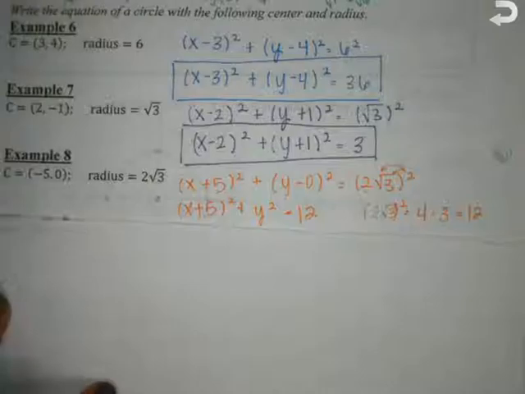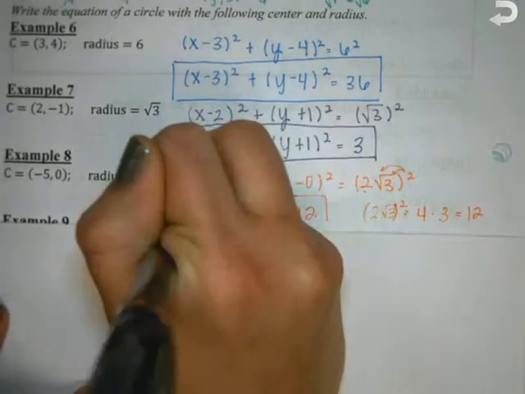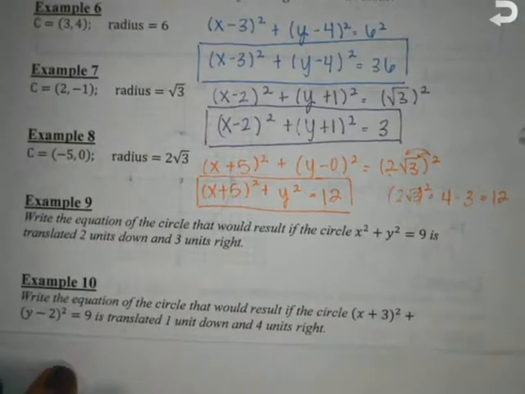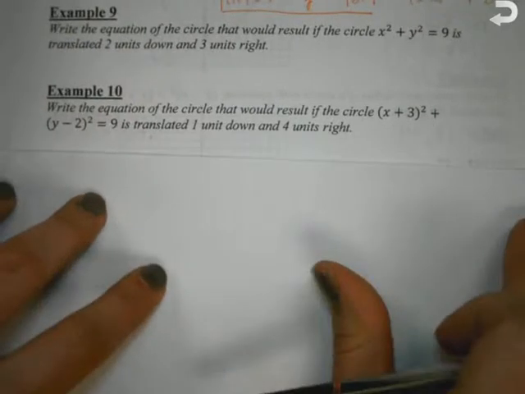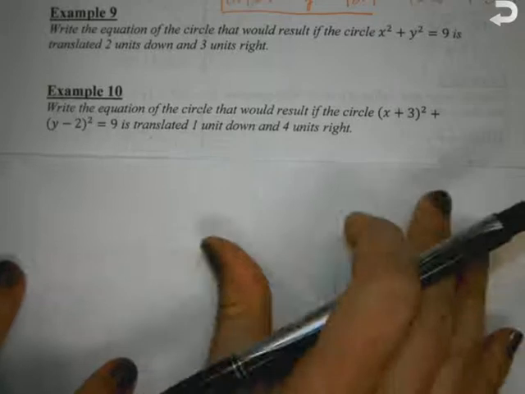Alright, the next little bit is going to give us the equation of an original circle, and then it's going to translate it, which means it's going to move the circle to another location on the graph, and what we want to do is write the new equation. Okay, so let's look at example 9. Write the equation of the circle that would result if the circle x squared plus y squared equals 9 is translated 2 units down and 3 units right.